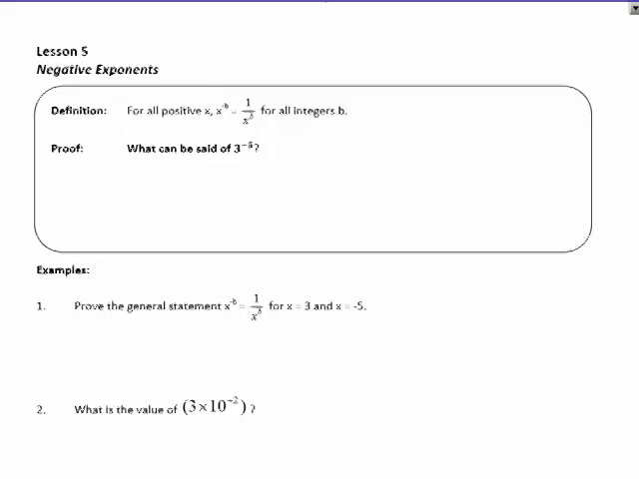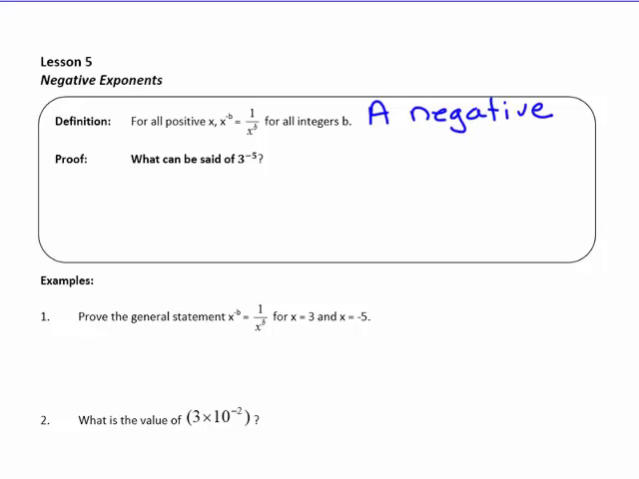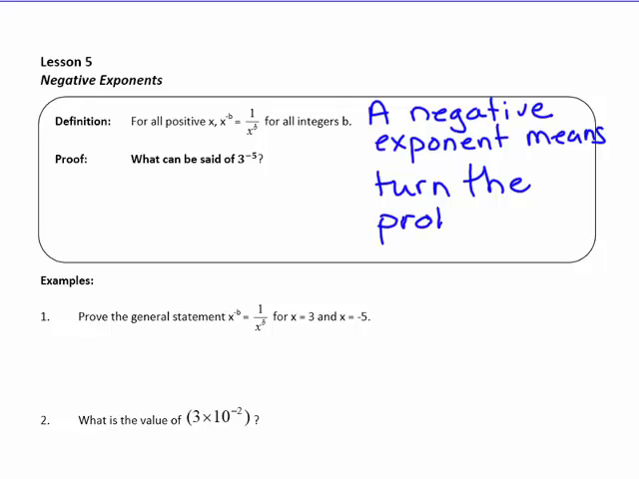So in other words, a negative exponent means turn the problem into a fraction. So what can be said of 3 to the negative 5th power?